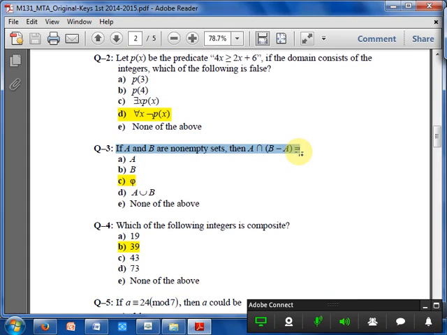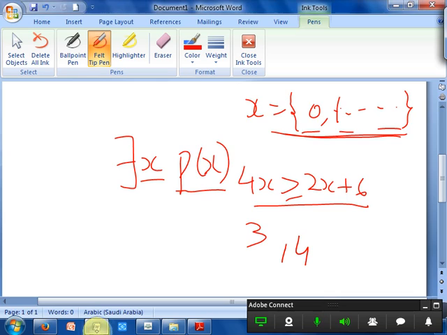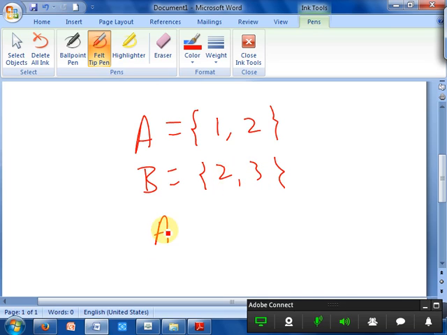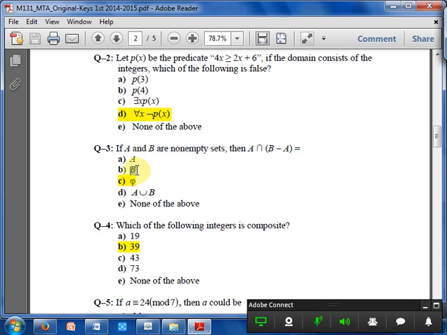Moving ahead. If A and B are non-empty sets, then A intersection B minus A is equal to what? Now, here you take A and B are non-empty sets. For example, take 1, 2 and 2, 3. It says, what is A intersection B minus A? The options given are A, or B, or null, or A union B.